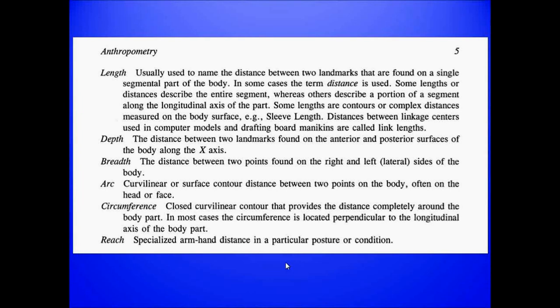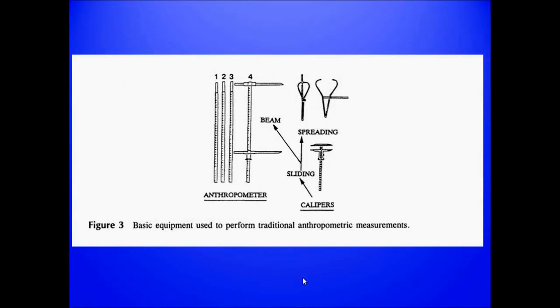Then there's reach. This is the arm distance in a perpendicular posture or condition, and there are various kinds of reaches. There is what's called just normal reach, then there are functional reaches, and so on. So it's important to recognize that in anthropometry we're looking at a number of dimensions: length, depth, breadth, arc, circumference, and reach.